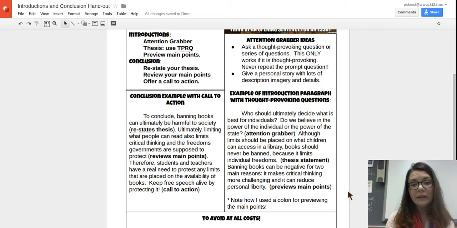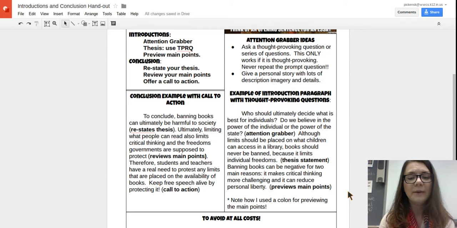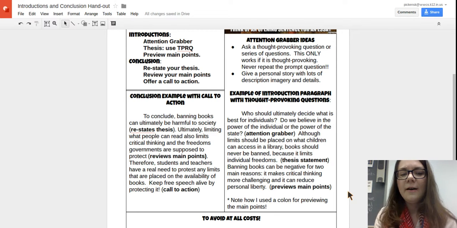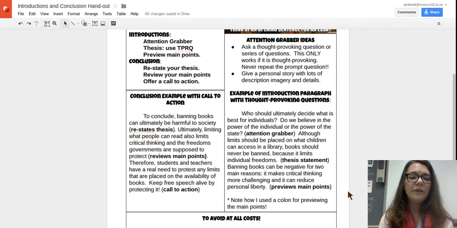And I have a little side note there to notice how I used a colon for previewing the main points. I think this could be really effective, okay? You could talk about how virtual snow days are positive for two main reasons. Remember, with our colon, we have an independent clause there that can stand alone, but then further information afterwards, two main reasons. So I think a colon can be really effective there, so I'm just including that as a freebie.